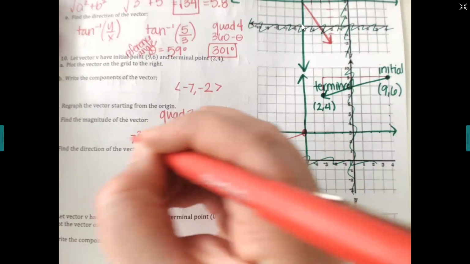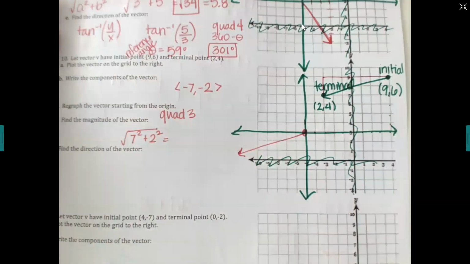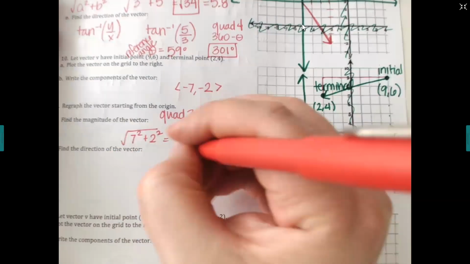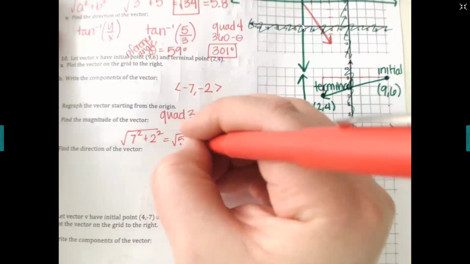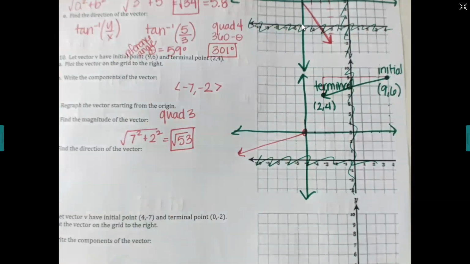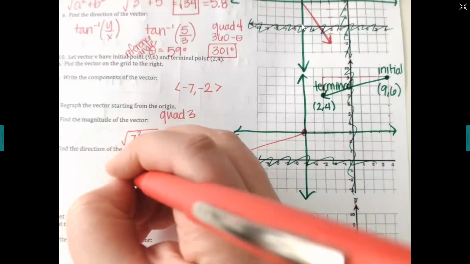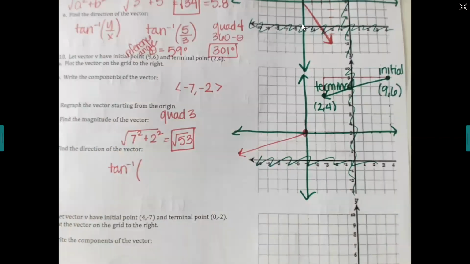7 squared plus 2 squared, then square root. That would be 49 plus 4, how many? 53. Root 53 is good enough for your homework, but if you want to find what that is as a decimal, you could. Okay, then direction, we're doing inverse tan of y over x, which would be what numbers here?